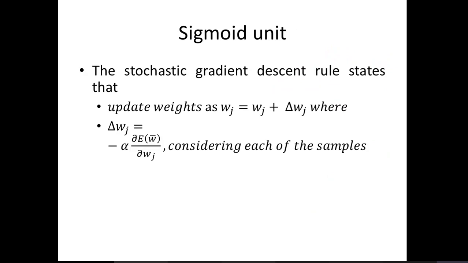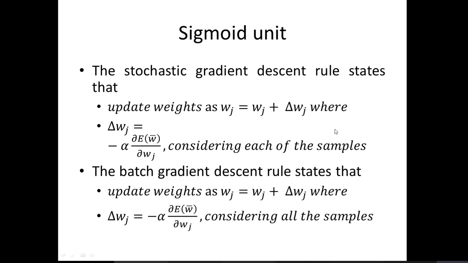So that's the update rule, and the stochastic gradient descent rule says that Wj equals Wj plus delta Wj, and delta Wj is alpha into the differential of the error function with respect to the same weight. The batch gradient descent says a different thing. What is the difference between stochastic gradient descent and batch gradient descent? In stochastic gradient descent, what we do is we update the weights after each and every sample has been input and the error has been identified.